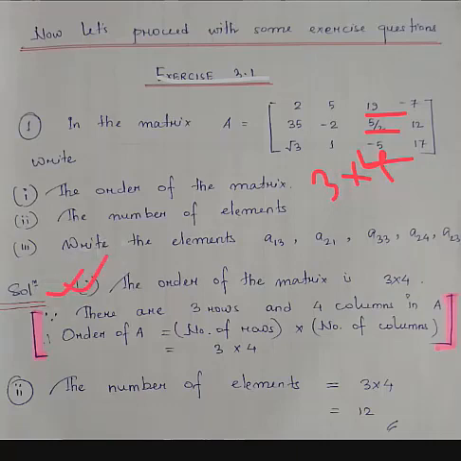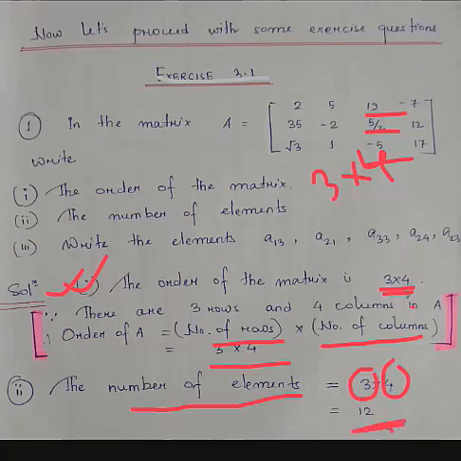In the first answer, what do we have? The order of the matrix is 3 by 4. There are 3 rows and 4 columns in A. Therefore, the order of the matrix will be number of rows by number of columns. So ultimately, the result is 3 by 4. How many elements could be found there? There is only one way: just multiply the number of rows by number of columns, and we shall get 12. Therefore, the total number of elements present in this matrix is 12.